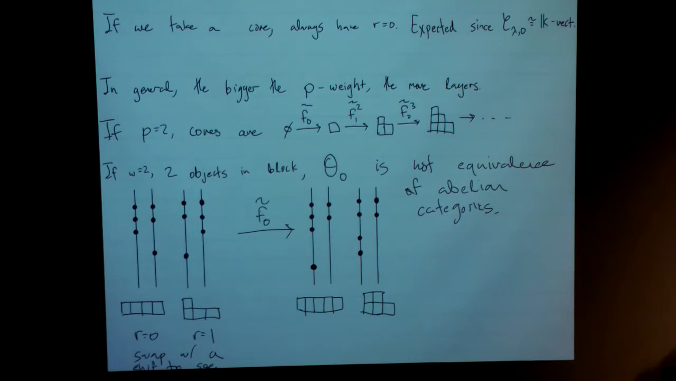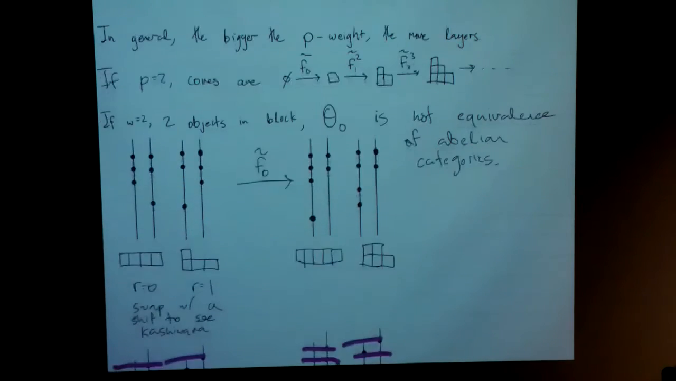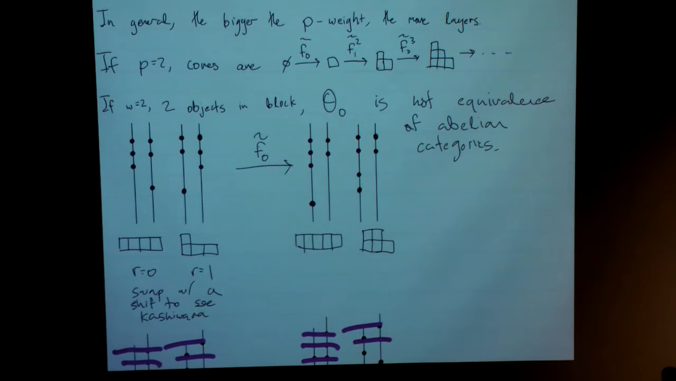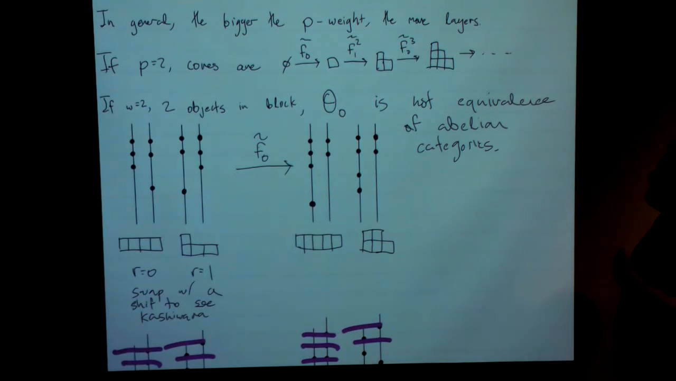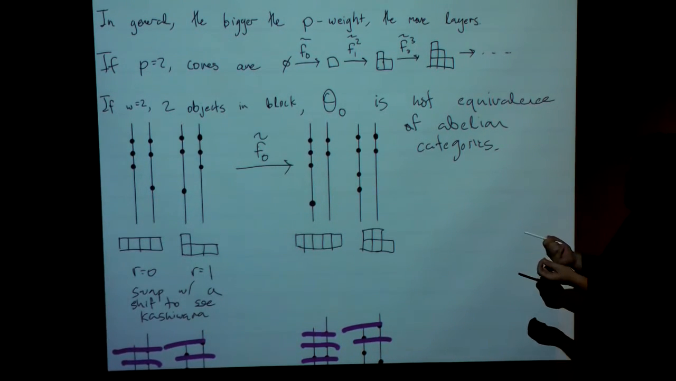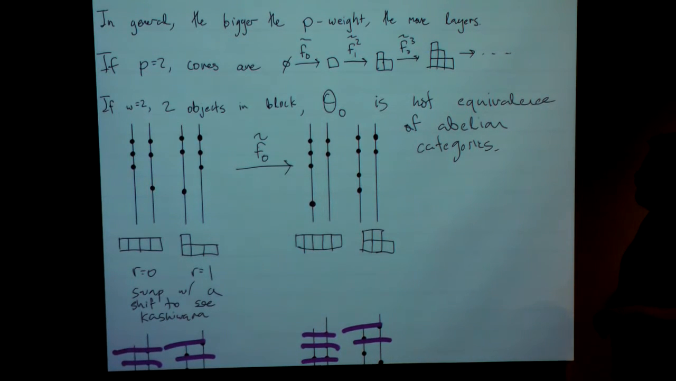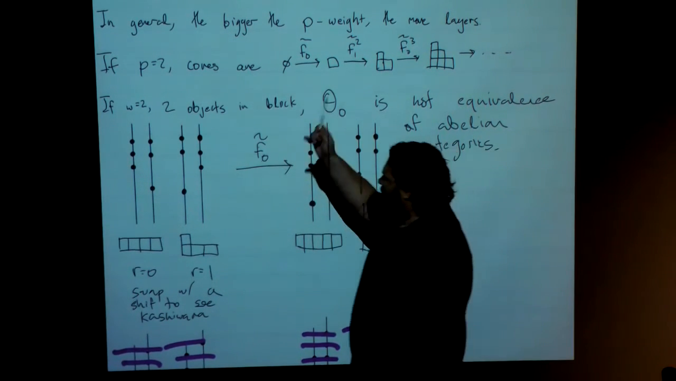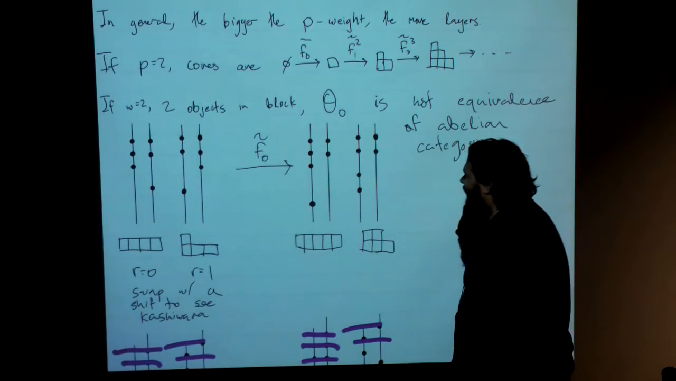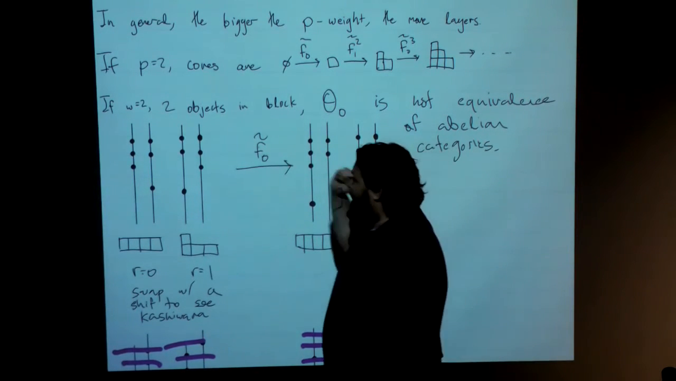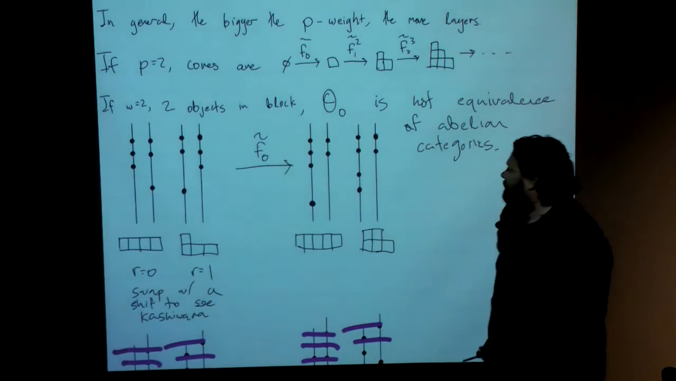All right. Yeah, cores are boring. Let's not worry about that. What usually happens is the higher the p weight is, the more p hooks we have, the more layers in this filtration. I wanted to illustrate this in an actual particular case. So I'm going to take p equals 2, because that's easiest to deal with. I'm going to take weight 2.